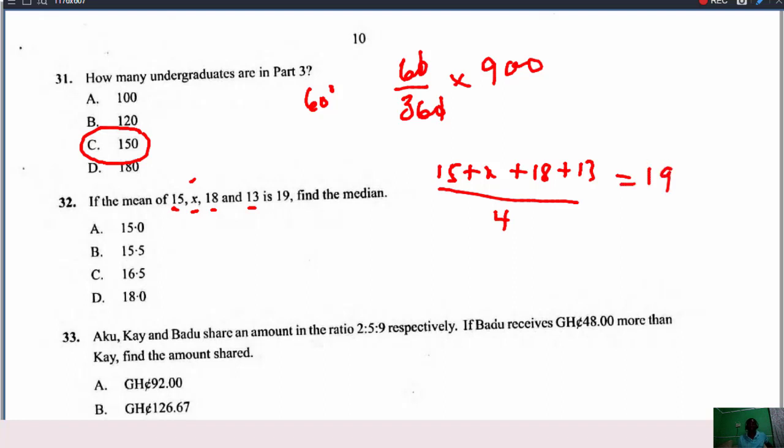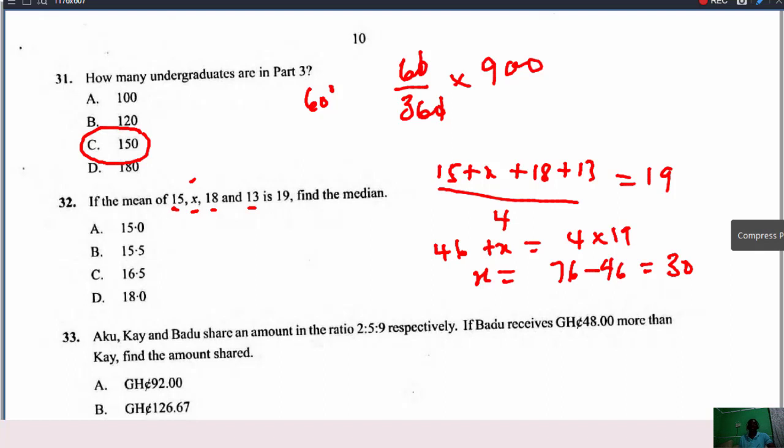So we start adding them, which will be 15 plus 18 plus 13. We will get 46 plus x is equal to 4 times 19. And 4 times 19 is 76. So x will be equal to 76 minus 46, which will be 30.